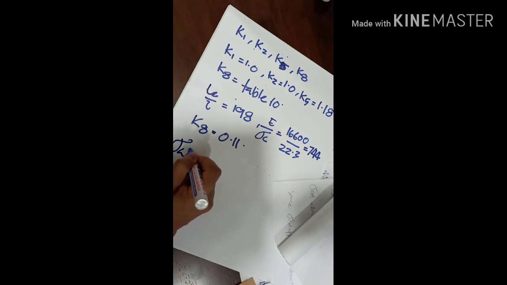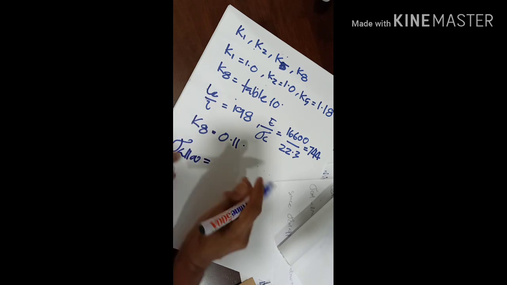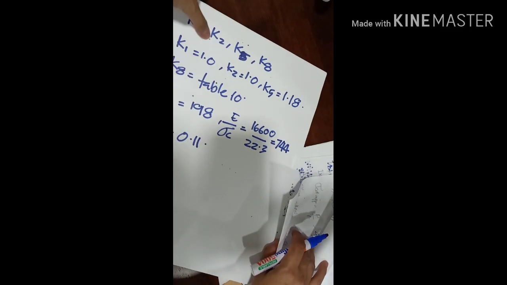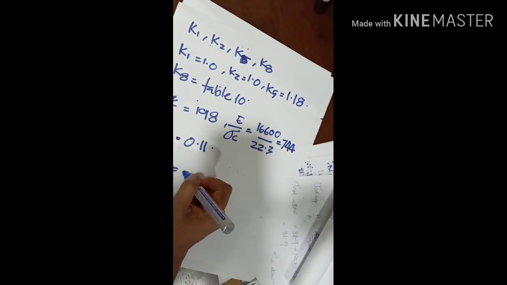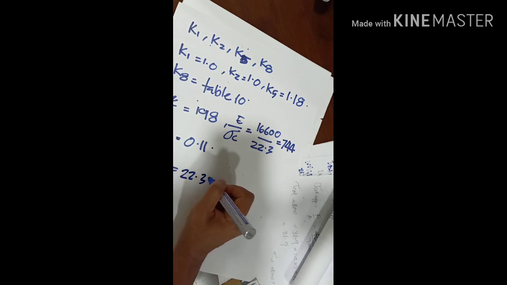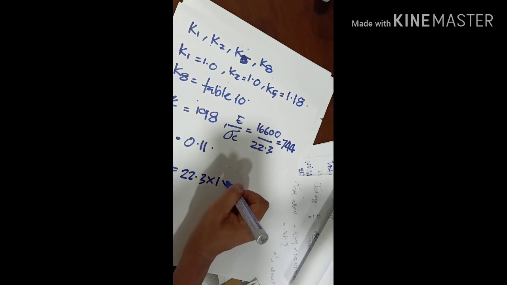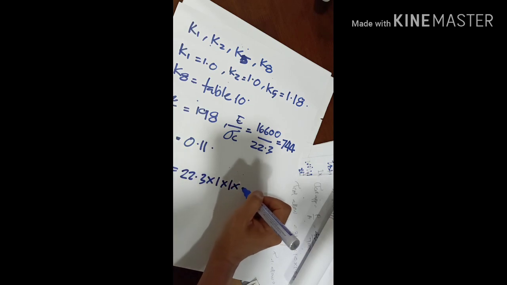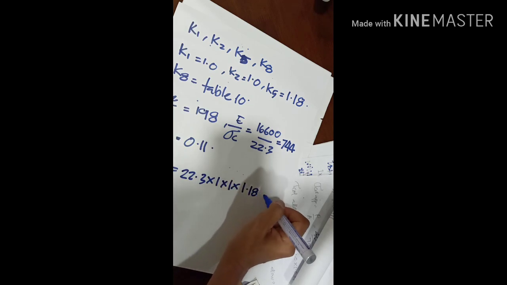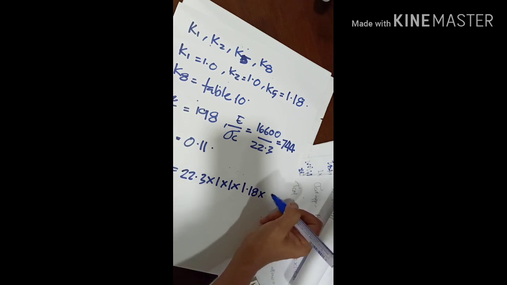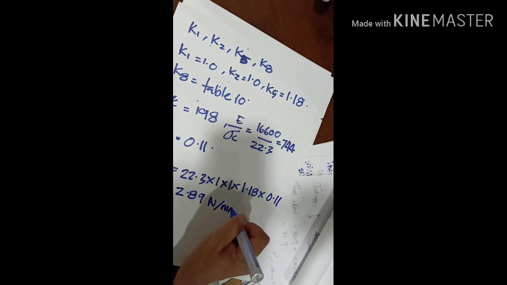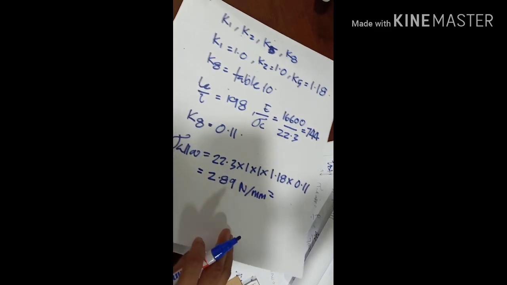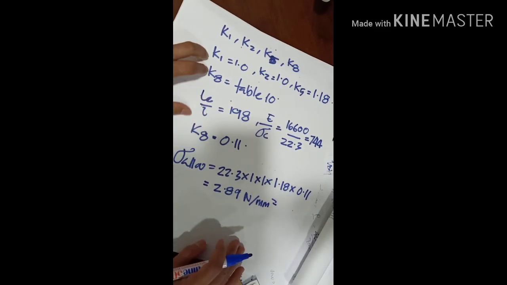By getting the K8, we can calculate the stress allowed by the timber species selected. Since the compass grade stress is 22.3, we multiply with K1, which is 1, K2, which is 1, and then K5, which is 1.18, and finally we multiply with K8, which is 0.11, which gives us a value of 2.89 Newton per mm squared. So this is the stress allowed by the compass species of the section selected.